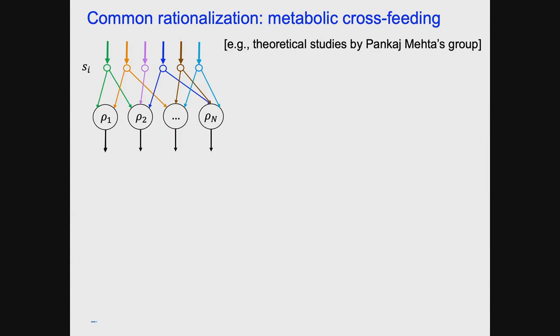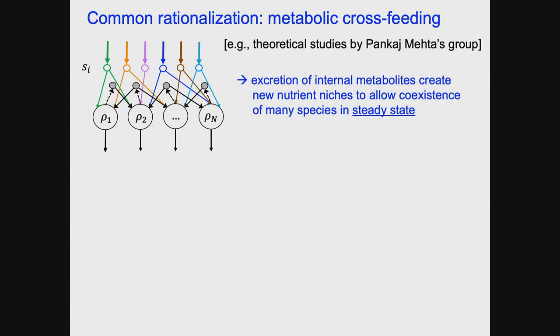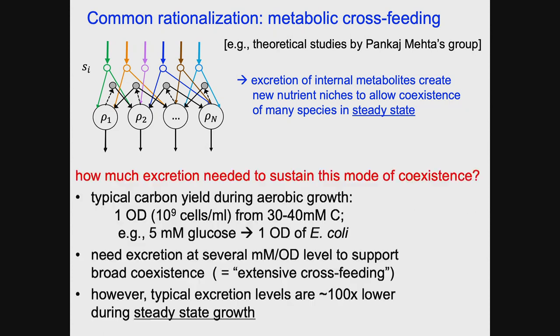So anyway, that was described to me by Pankaj, and this is a typical type of model. We have a nutrient that's consumed by a number of species. In this case, we have just one nutrient, glucose, and then these species excrete metabolites, and then the metabolites serve as the nutrients for other species. So coexistence is possible even in steady state. These models were solved in steady state.